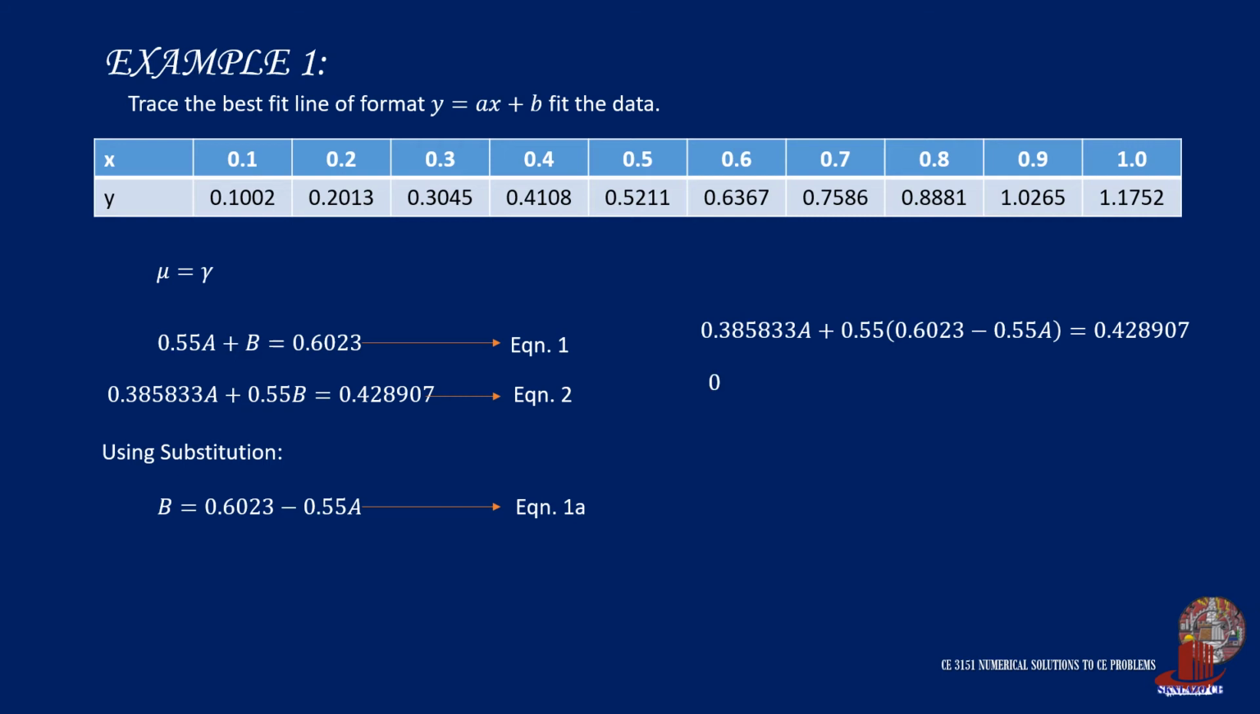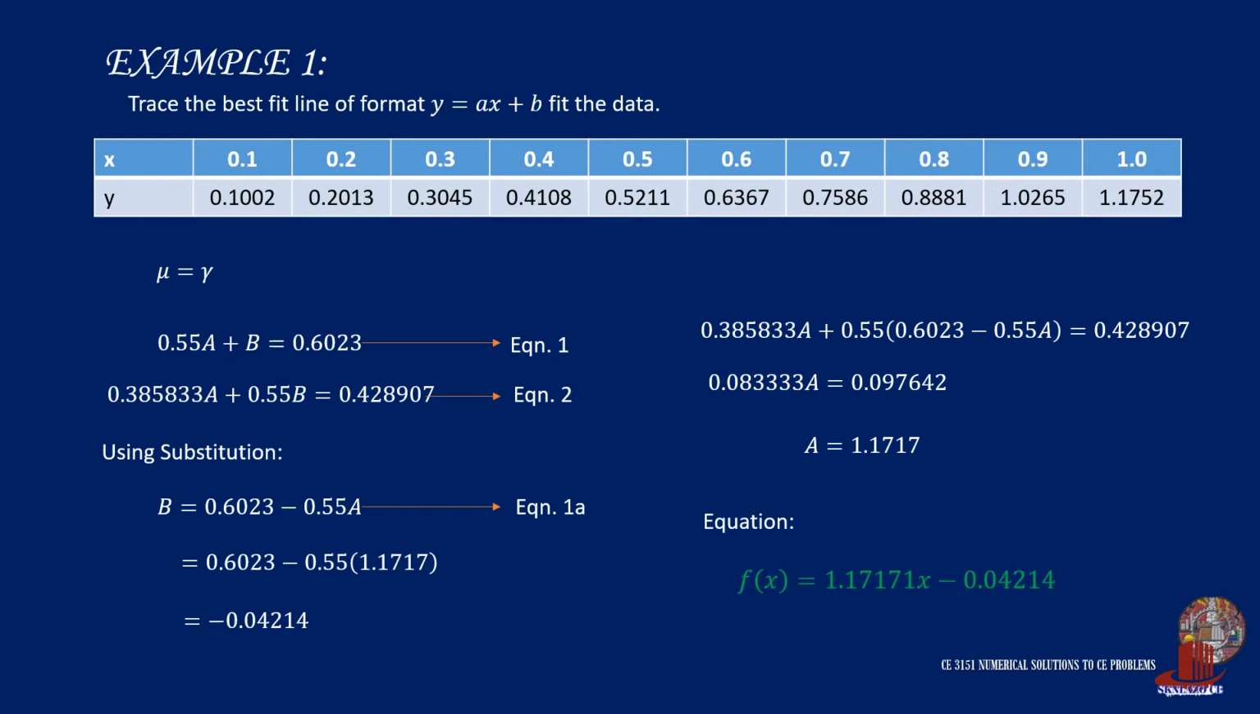is equal to 0.428907, where 0.083333A is equal to 0.097642, and the value of A is solved as 1.1717. Then get back to equation 1 to solve for B, where we replace A with 1.1717, and B is then computed as negative 0.04214. With both a and b already known, the function of x can be stated as 1.1717x less 0.04214.